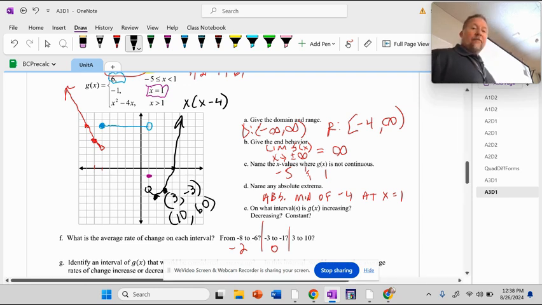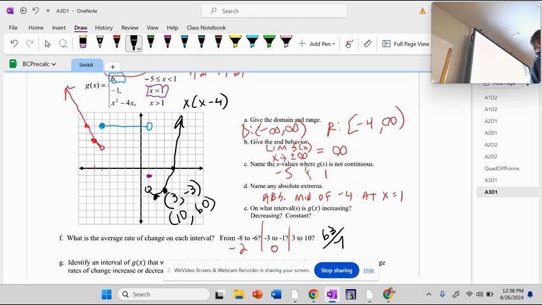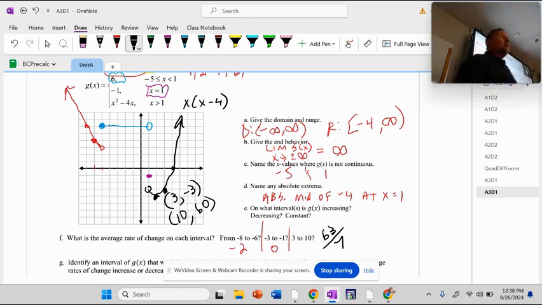So what is the average rate of change there? 60 minus 3, which is 63, over 10 minus 3, which is 7, right? Okay, that's the average rate of change between those 2 points. It's just the slope between those 2 points. And that's all you got to do on that.